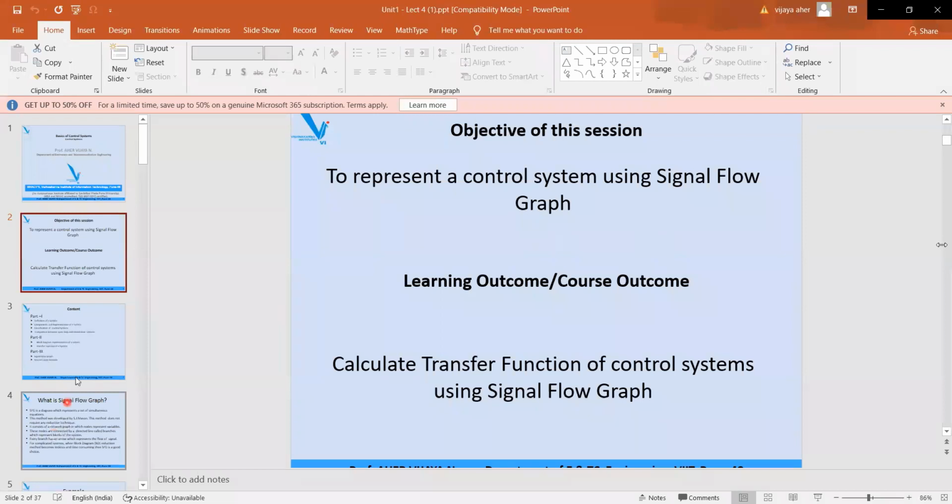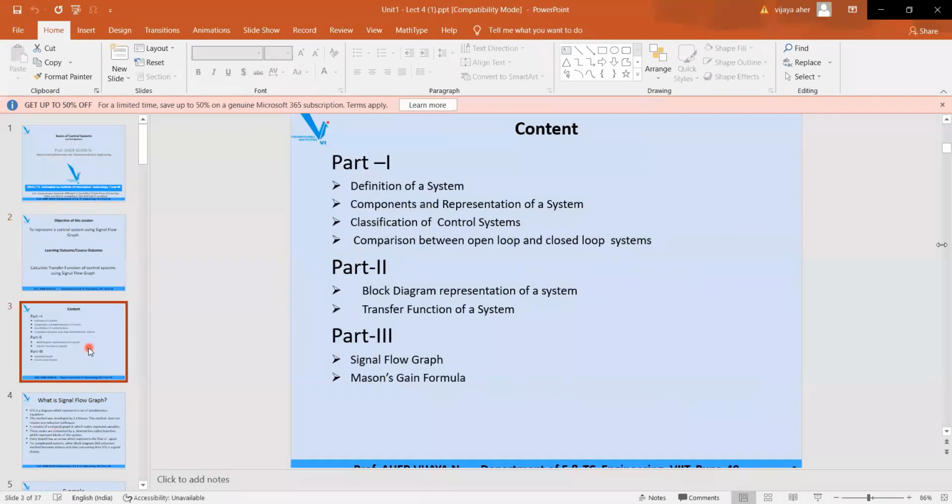Okay, so let us start. Now you have studied up to this block diagram representation of a system. You have seen this, and you have also seen the transfer function of a system. Now we are here in the third part of unit 1. So you are going to study signal flow graph and Mason's gain formula. By using this Mason's gain formula, you are going to calculate and find the transfer function. Okay. So are you with me, students?